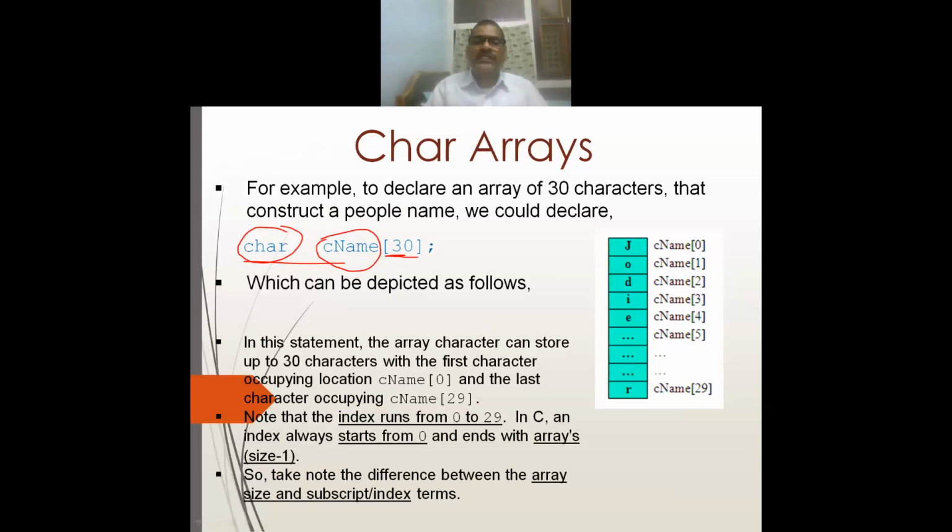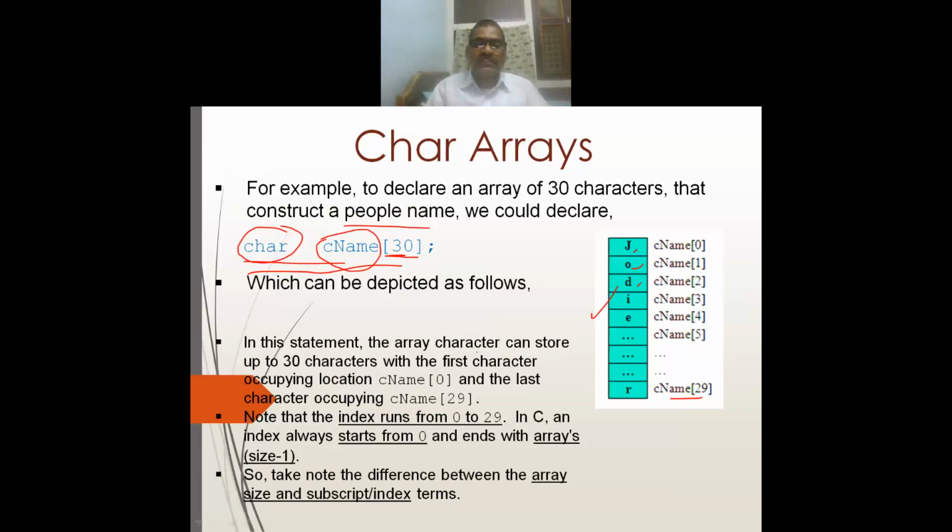So generally, if you want to store a person name, which is a group of characters, we will declare it as a character array. This can be shown in this particular diagram, where in every location we are storing individual characters: cname[0], cname[1], cname[2], like that up to cname[29]. It is going to store individual characters in every location.